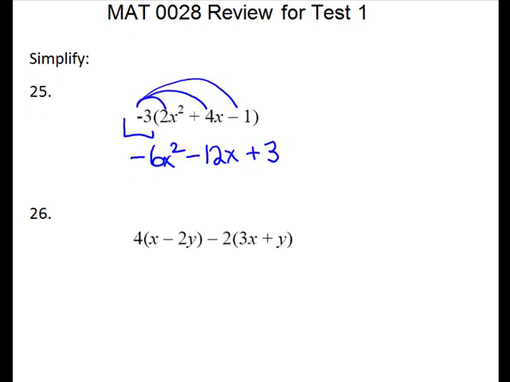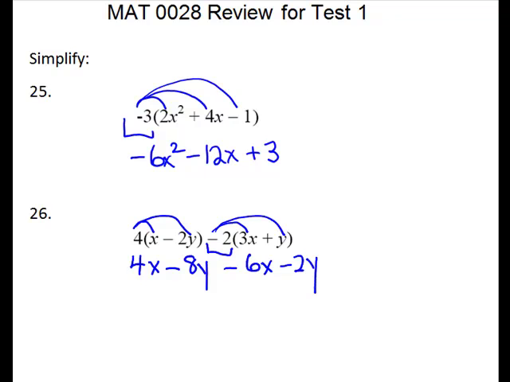For problem 26, we have 2 parentheses to take care of. There's no like terms, so we will distribute the 4 to the first set of parentheses. So 4 times x is 4x. 4 times a negative 2y is minus 8y. Parentheses comes off. To the next parentheses, no like terms inside, so you're going to distribute. Take your sign with you. So negative 2 times 3x gives us a negative 6x. Negative 2 times y gives a negative 2y. Parentheses comes off. And now you're going to look for like terms.